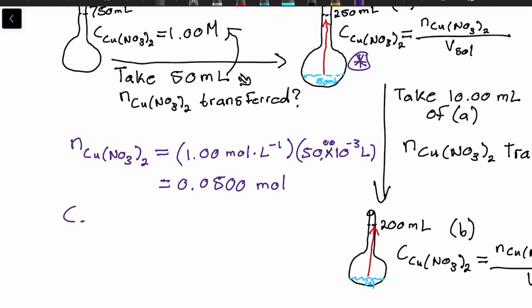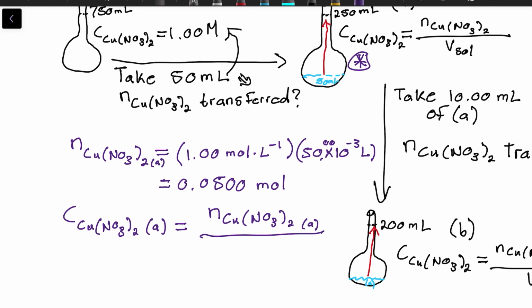So the concentration of copper nitrate in A must be equal to the number of moles of copper nitrate that we transferred. So let's give it a name. We call it A as well, so we just put a little A here, divided by the volume. And what is the volume of the solution? The volume of the solution is this 250 milliliters. So again, it's divided by 250. But first, let's write out the stuff. There's the volume of the solution A.